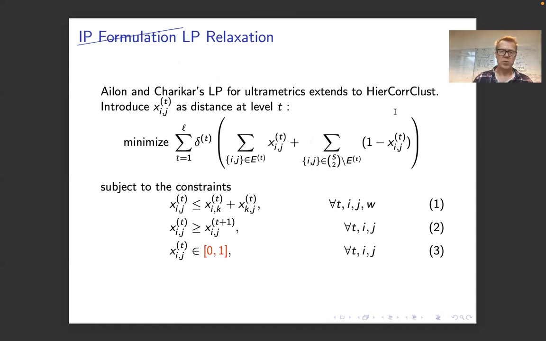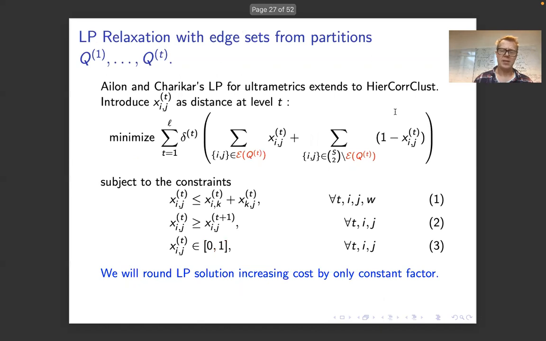Now we do the usual LP relaxation. And then we look at this special case where the edges from each level come from a partition Qt. And this is the one we claim we have a very nice LP solution for, that only increases the cost by a constant factor.